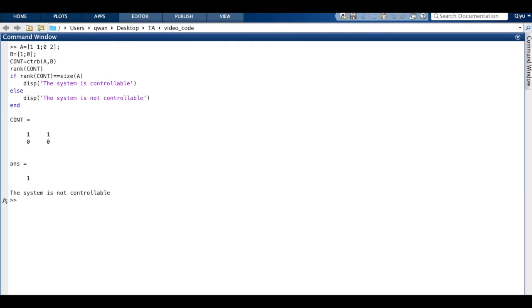Here with A, B, and finding the rank of the controllability matrix. Since the controllability matrix has rank 1, the system is not controllable, which verifies the result that we found by computation in the previous slide.